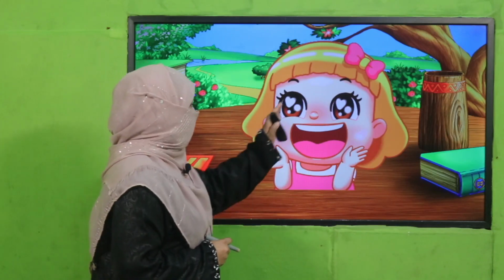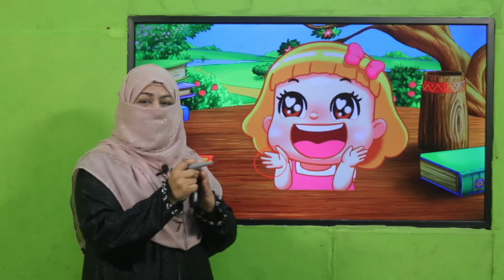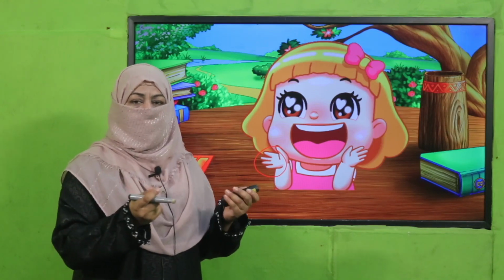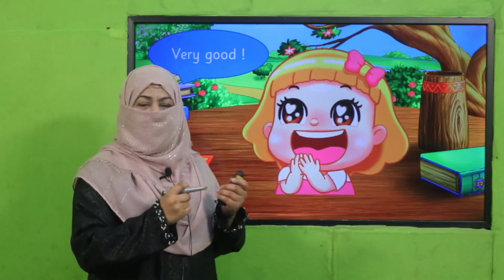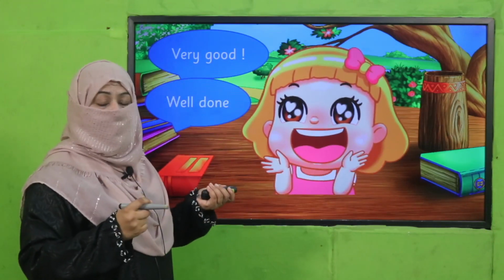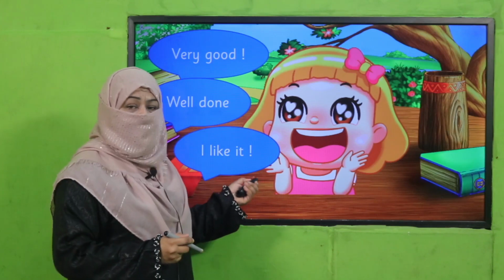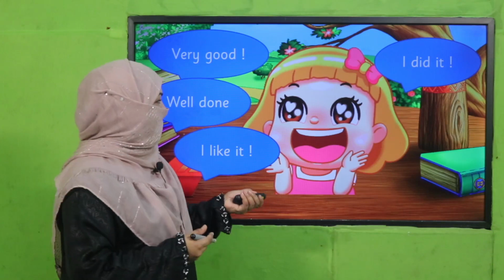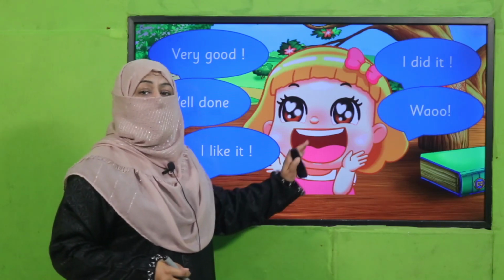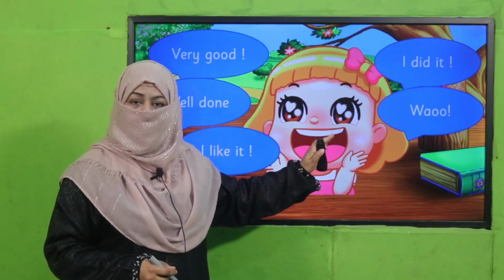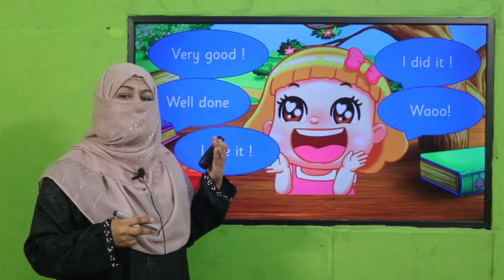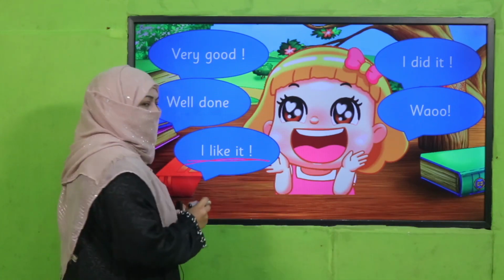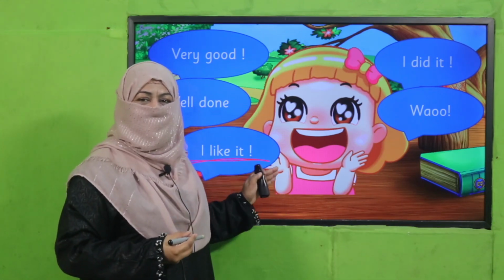But by looking at her face, her gestures, her clapping, what are we getting? How is she feeling? What might she be saying? She might be saying, very good, or well done, or I like it, or I did it, yes, I did. This is how we express now. And wow. So by looking at the expressions and body language, we can guess what the person is saying. This is known as filling up the speech bubble, what the person is thinking and saying, all right?